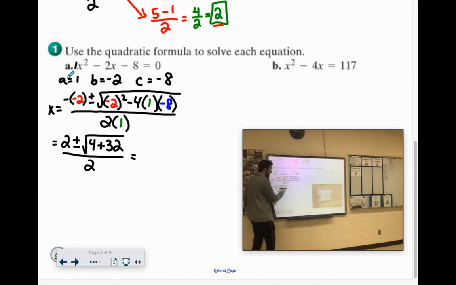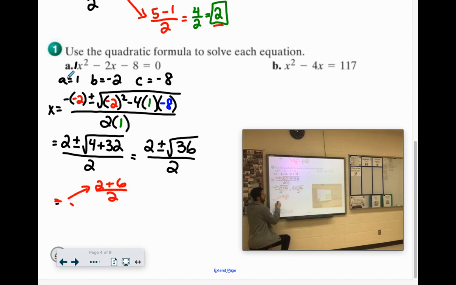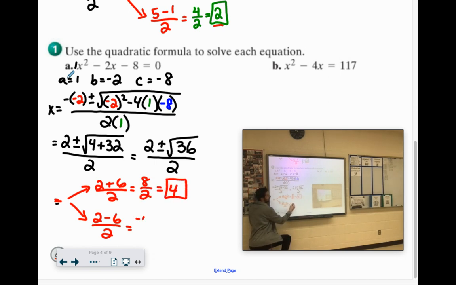So next step, we're still in the square root. 4 plus 32 is 36. So we have 2 plus or minus the square root of 36 over 2. Now, what is the square root of 36? You're probably saying 6, but don't forget -6 as well. So we set up two equations. We'll set up 2 plus 6 over 2, and 2 minus 6 over 2. 2 plus 6 is 8, divided by 2 is 4. 2 minus 6 is -4, divided by 2 is -2.